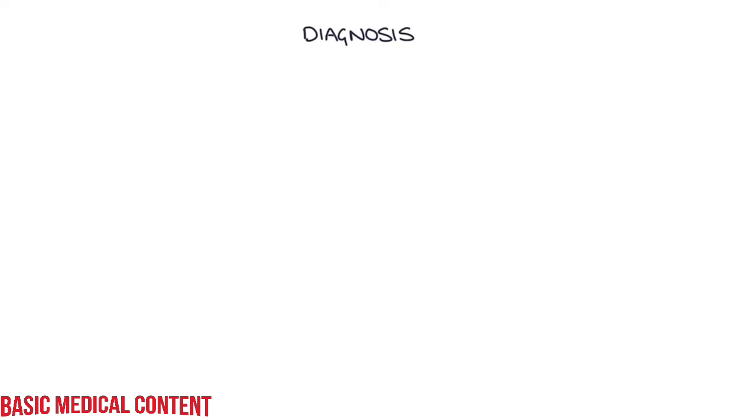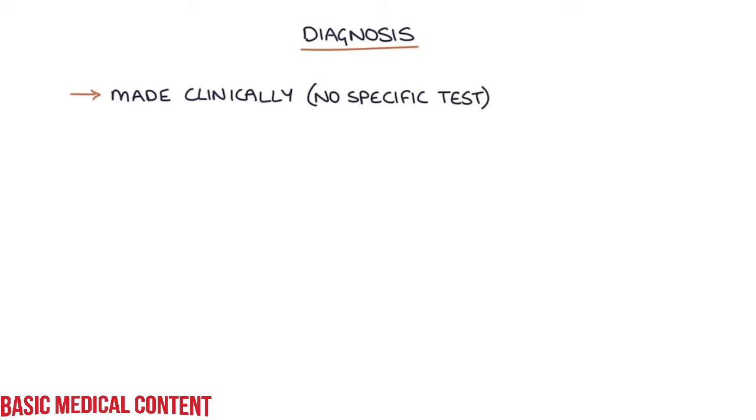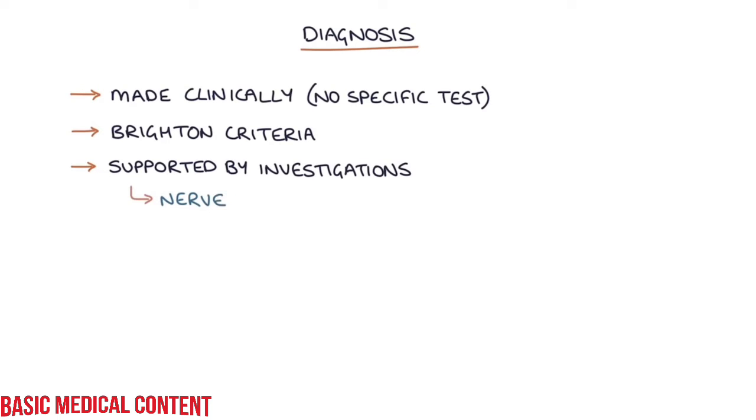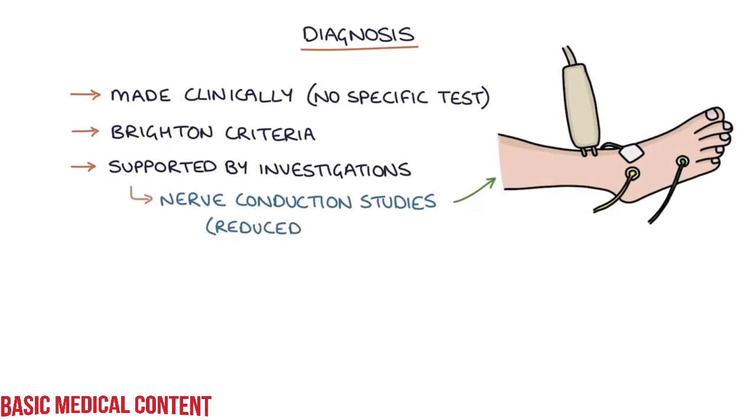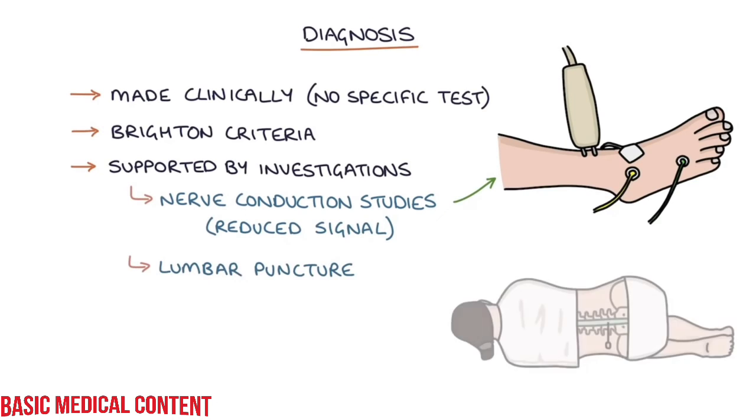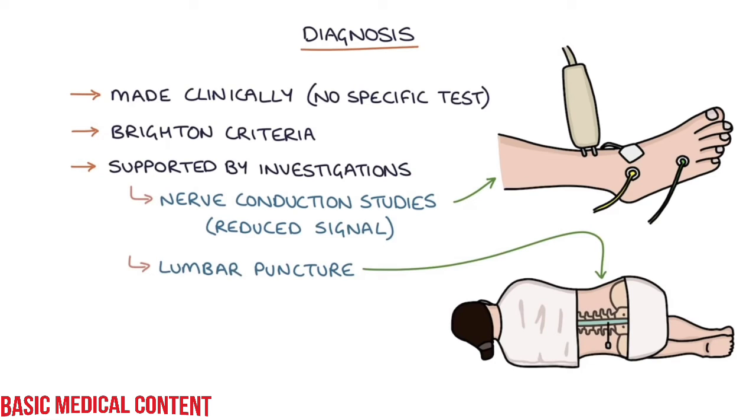How do you make a diagnosis? Well, a diagnosis of Guillain-Barré syndrome is made clinically. There's no specific test that confirms the definitive diagnosis. There's some criteria called the Brighton criteria that can be used for a diagnosis, and it can be supported by investigations such as nerve conduction studies, which show reduced signal throughout the nerves, and lumbar puncture to test for the CSF. And in your exams, the CSF of somebody with Guillain-Barré may have raised protein with a normal cell count and normal glucose.